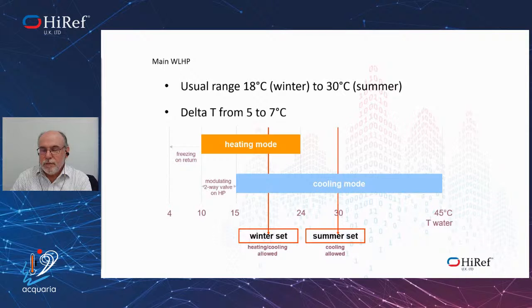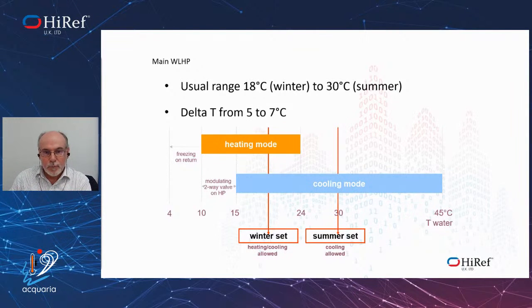Because if everything is in heating mode, you can get a problem where the loop itself is getting colder and colder and could get to a point where it could freeze. Now, the advantage of the loop itself is that because you're operating between 18 and 30, it can be made of plastic pipe, which is cheaper than galvanized or copper pipe.